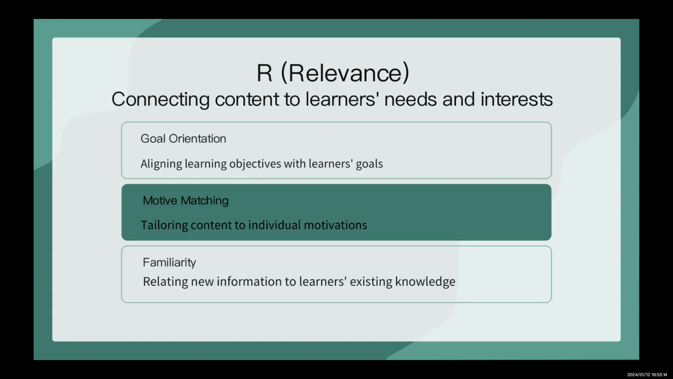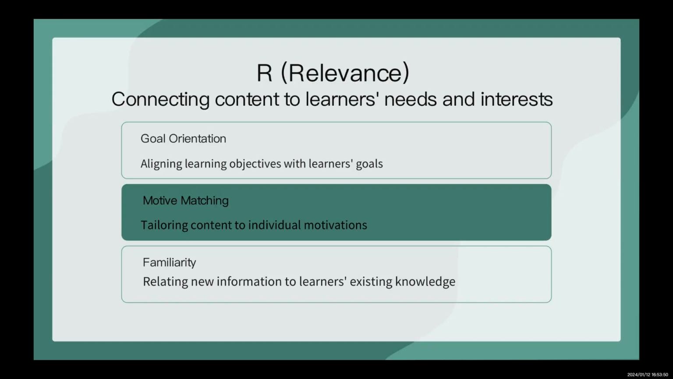And the first one is goal orientation. What is goal orientation? It means aligning learning objectives with the learner's goals. The second one is motive matching. It means tailoring content to individual motivations. Because everyone is different, with different goals. Maybe I have my personal motivation or my personal goals. Maybe you have another totally different one, right?